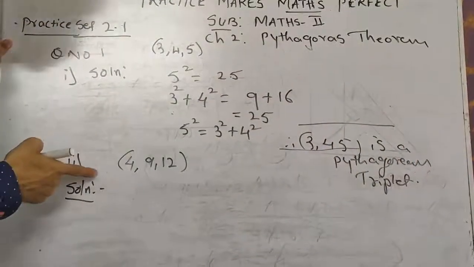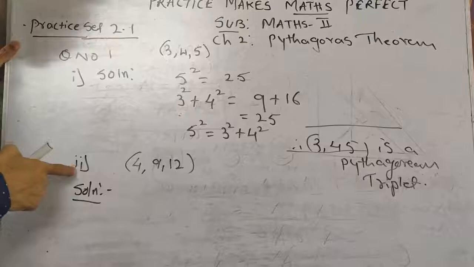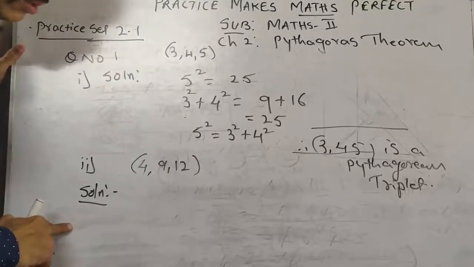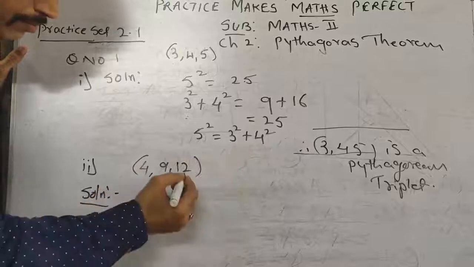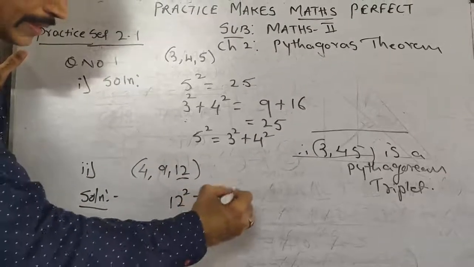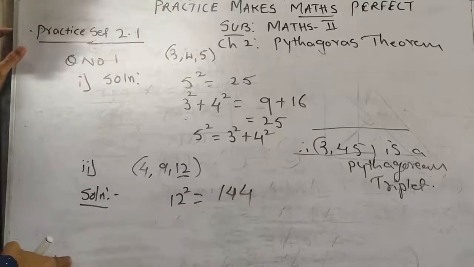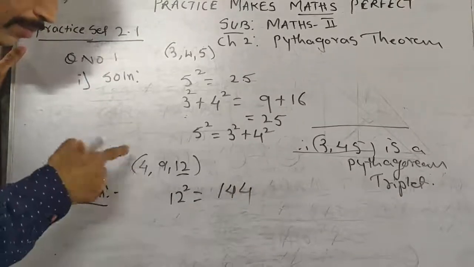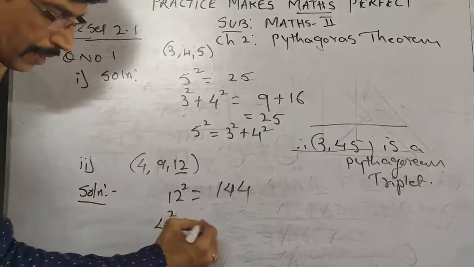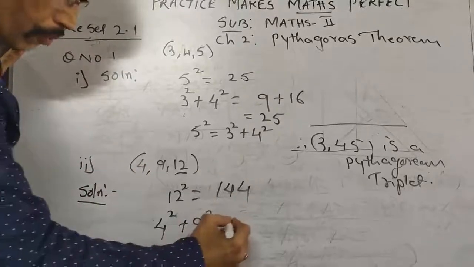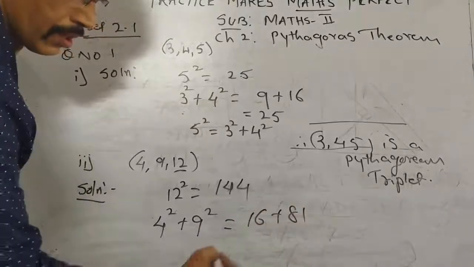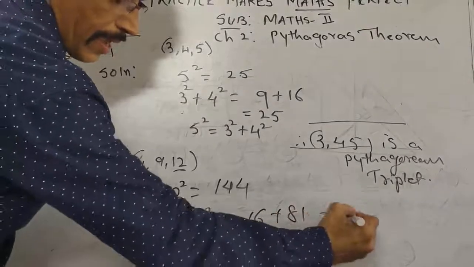Now second sum, in that question number 1, second one, 4, 9 and 12. Just check whether it is a Pythagorean triplet or not. So which is the biggest number here? Biggest number is 12. So 12 square is 144, all of you know. Now the sum of the squares of the other two means 4 square plus 9 square. 4 square is 16. 9 square, all of you know, is 81. Total of this will be 97.